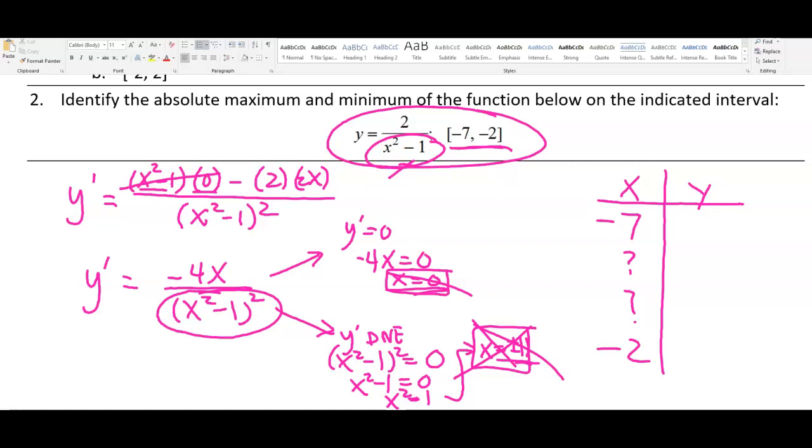But there are different functions where you do look for where it doesn't exist, because even though they don't exist for the derivative, they do exist on the original function. Anyway, a lot of extra blah blah there. Let's go ahead and continue on with the problem then.